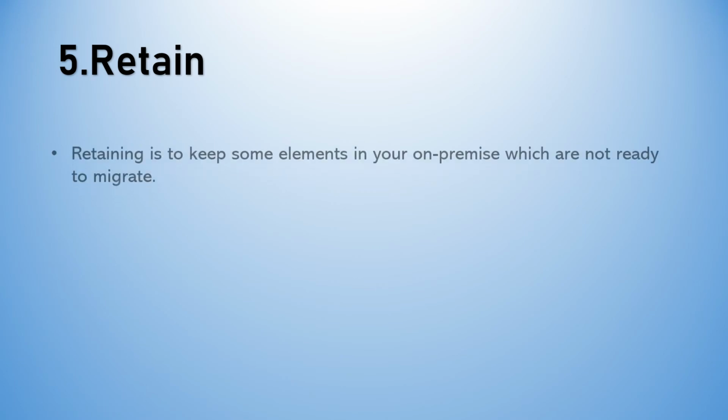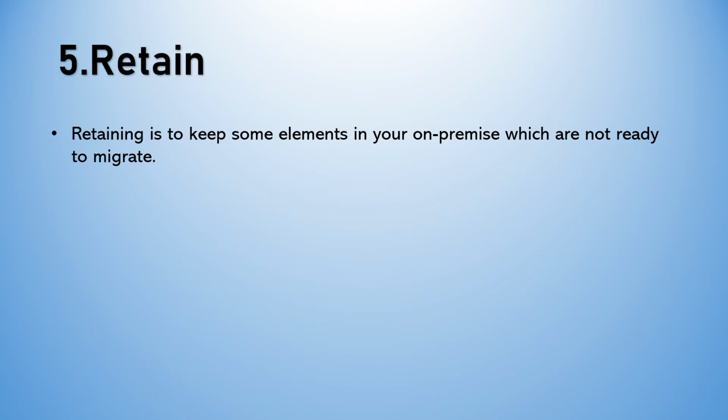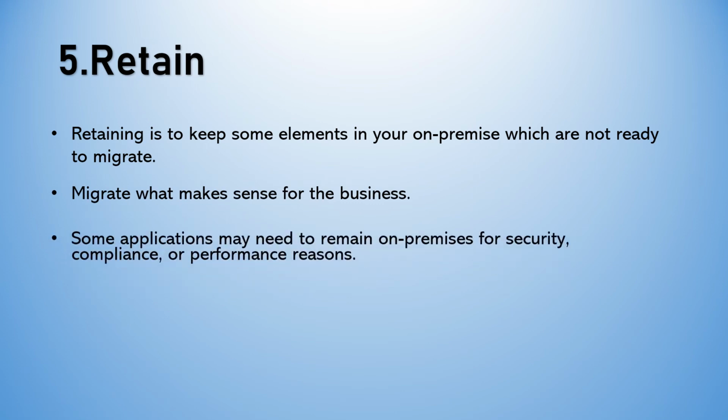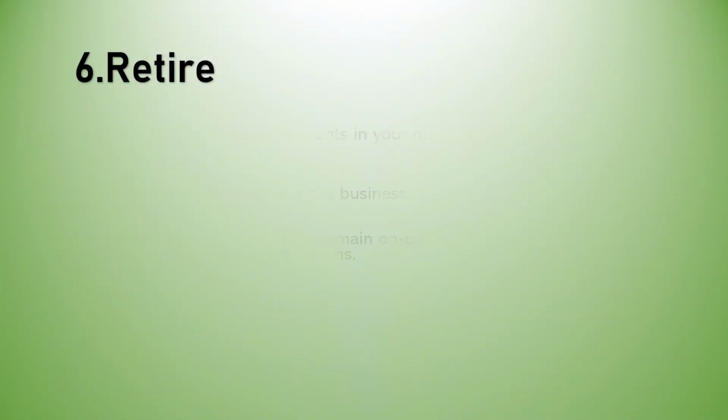Now let's discuss the fifth R, which is retaining. Retain comes into play when there are a few applications that don't require migration because you may feel more comfortable keeping them on-premise. There could be many reasons why migrating enterprise workloads to the cloud is a great idea, but that doesn't mean it's always the best solution for every situation, because some applications may need to remain on-premise for security, compliance, or performance reasons.